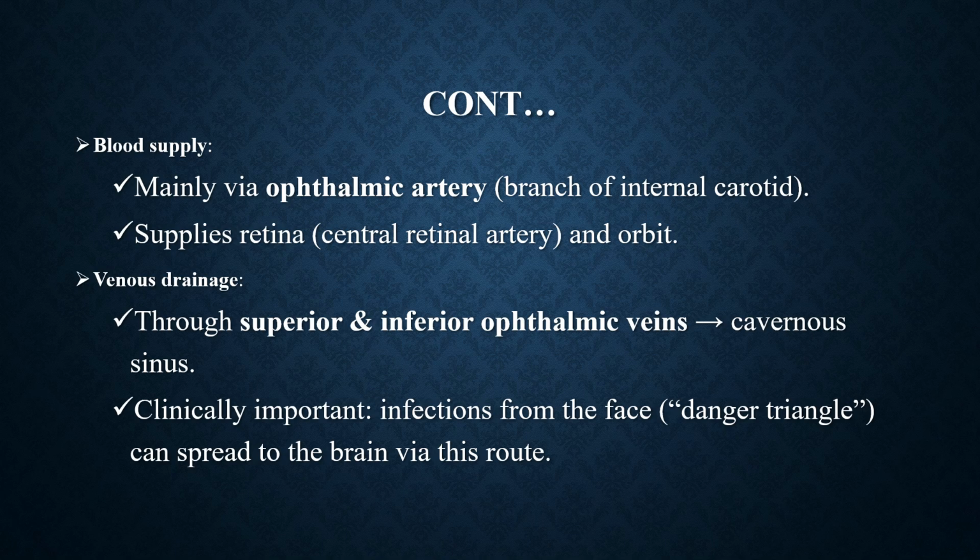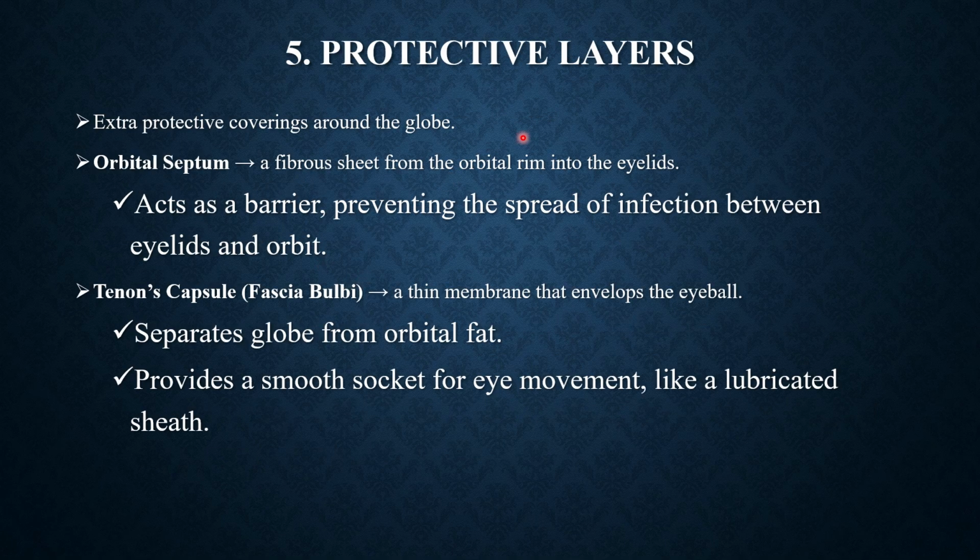Then clinical importance of this blood supply: infections from the face can spread to the brain via the blood supply. So lastly, we have the protective layers, extra protective coverings around the globe. So we have the orbital septum, a fibrous sheet from the orbital ring into the eyelids. So it acts as a barrier, preventing the spread of infection between eyelids and orbit.